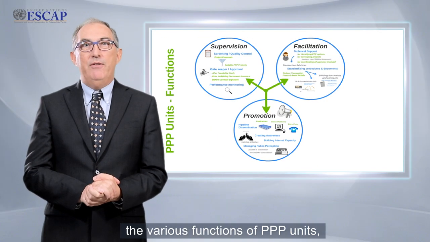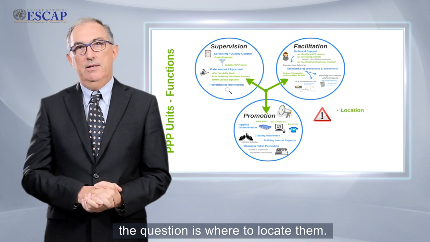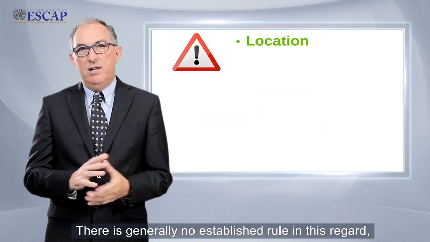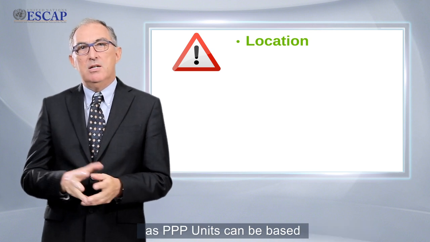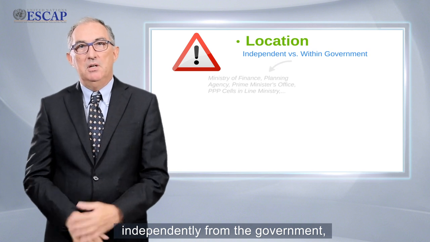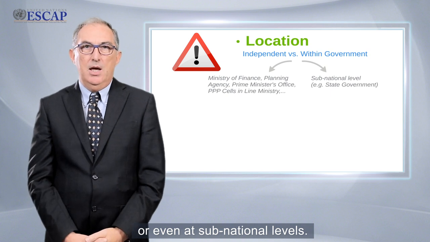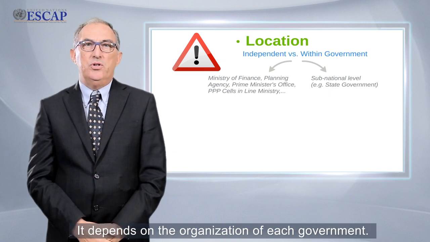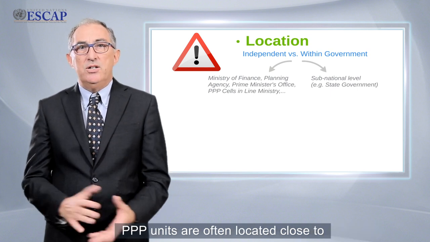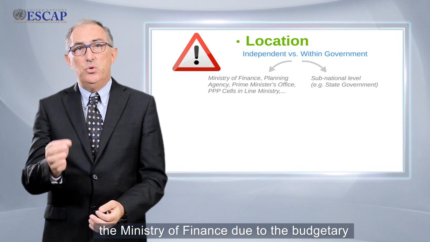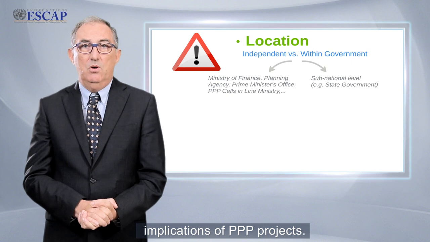Now that we've reviewed the various functions of PPP units, the question is where to locate them. There is generally no established rule in this regard, as PPP units can be based independently from the government, in government ministries, or even at the subnational levels. It depends on the organisation of each government. PPP units are often located close to the Ministry of Finance due to the budgetary implications of PPP projects.